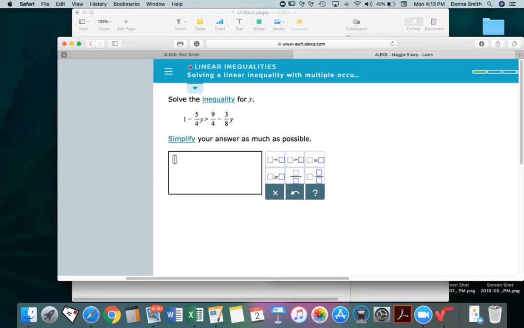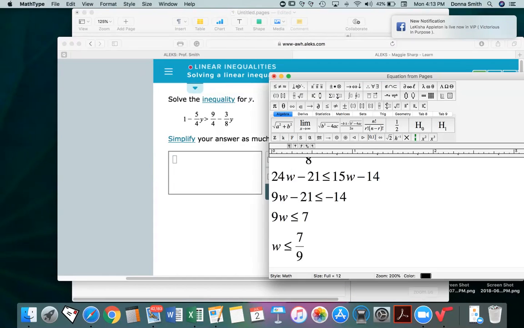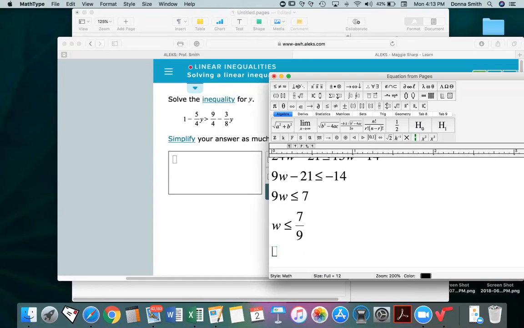So this one's nice too because the LCD 4 goes into 8. So anytime one of the denominators can be divided by the other, you pick the larger one. So we're going to multiply everybody by 8. So then we have here 8 minus, now 4 goes into 8 2 times. So what's 2 times 5? 10. So 10y. Greater than, we multiply, 4 goes into 8 2 times. So then 18 minus 3y. Is that right? Yep. So we're going to add a 3y to both sides.